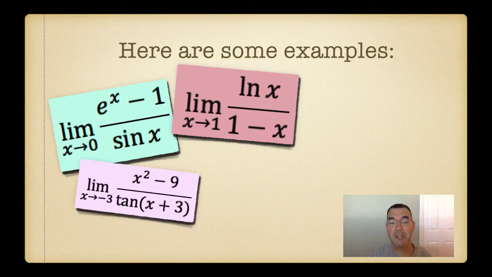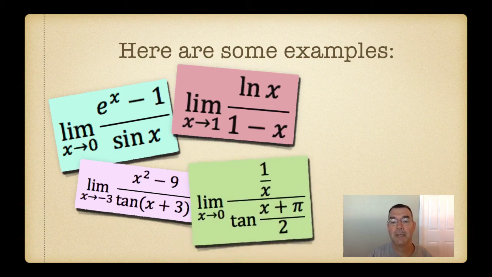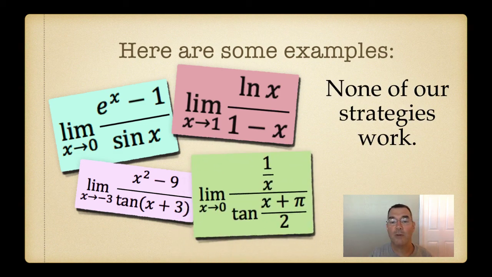If I have a function that's x squared minus 9 on the top and the tangent of x plus 3 on the bottom, if I try to replace x with negative 3, then I'm going to get 0 over 0 again. And if I have 1 over x on the top and I have the tangent of x plus pi over 2, and as x approaches 0, this time I'm going to get infinity over infinity, which is not nice, but I need to do something.